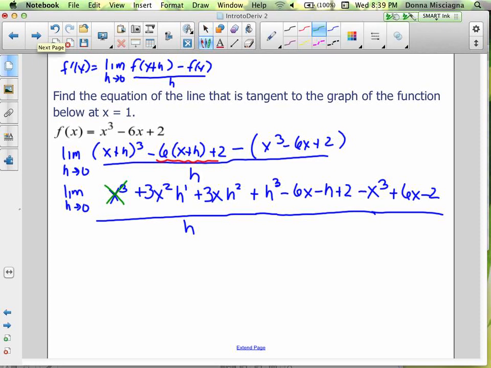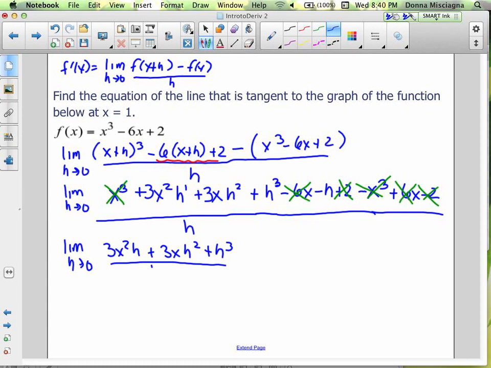All right, so the x cubes are still canceled. And the 6x is canceled. And the 2 is canceled. And we're going to continue on now with the leftovers. Limit as h approaches 0. We've got a 3x squared h. We have a 3x h squared. We have an h cubed, all divided by h.